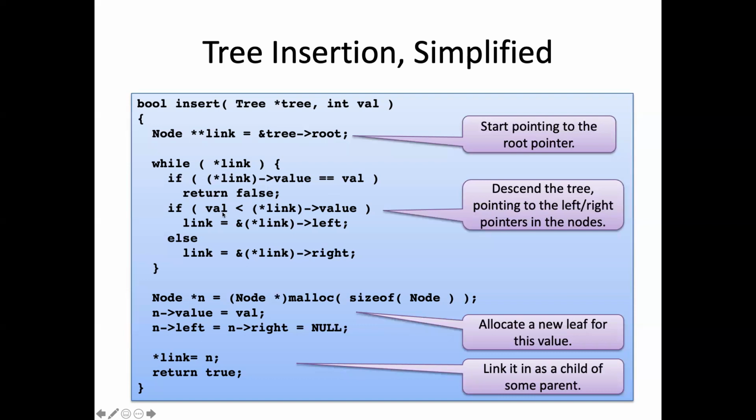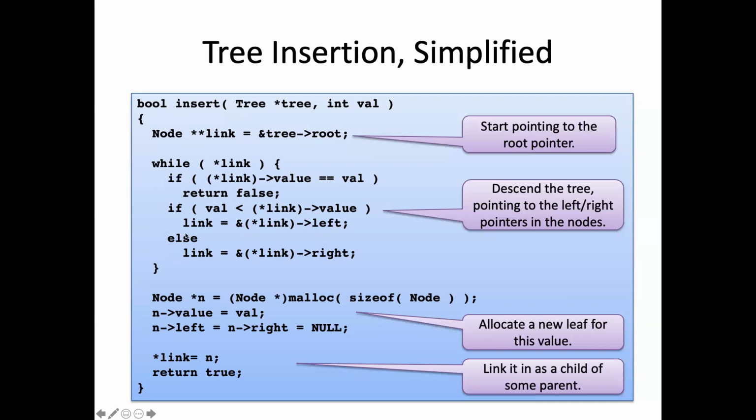If the value you're trying to insert comes before the value on the node you're looking at, then we move left. Otherwise, we move right. This move left and right is almost the same as what we talked about with the linked list code. We dereference link. That gives us a pointer to a node. If we have to move left, we get the left field in that node, and we take its address. That's where link needs to point now.